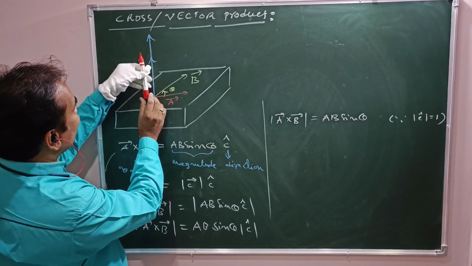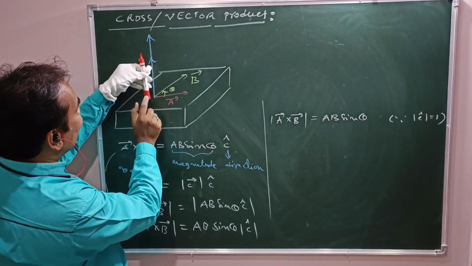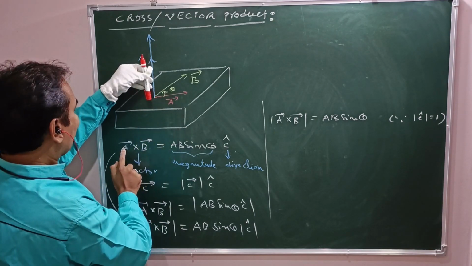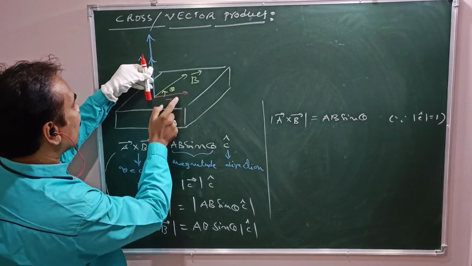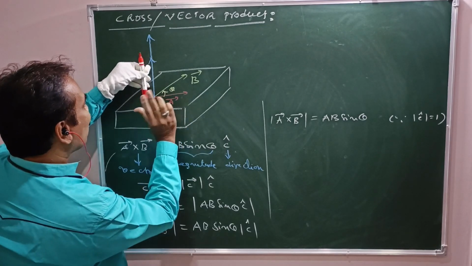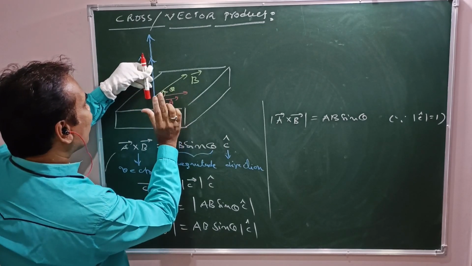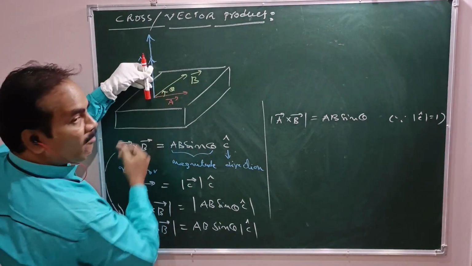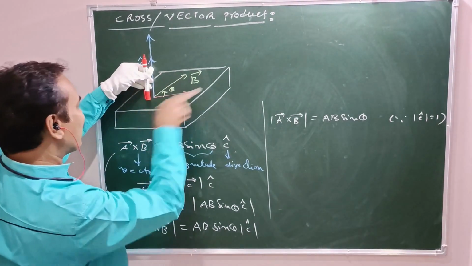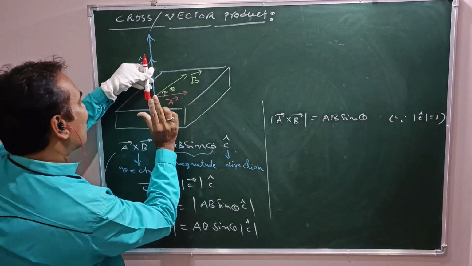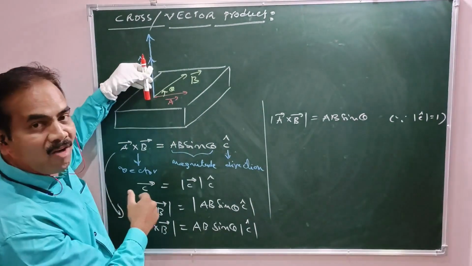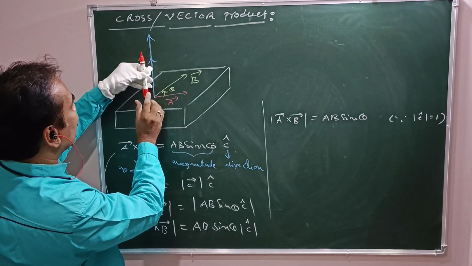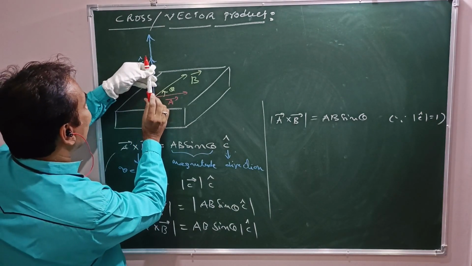Now simply rotate the head of the right hand screw from the first vector to the second vector. First vector A bar, second vector B bar. From A bar to B bar, what is the sense of rotation here? From A bar to B bar, in this plane, that is anti-clockwise sense. Now rotate the head of this right hand screw in anti-clockwise sense.